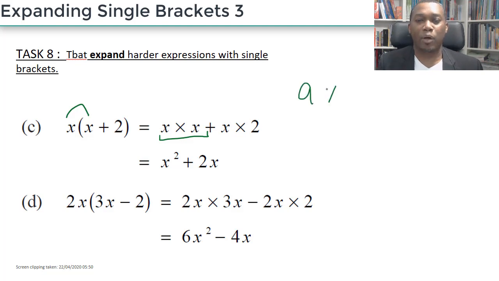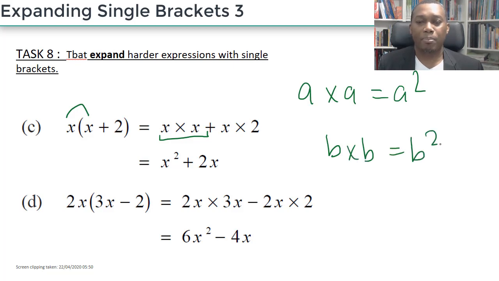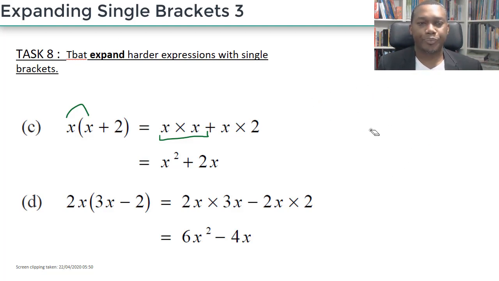If I had a multiplied by a, that would be a squared. If I had b multiplied by b, that would be b squared. That's the pattern, the model I want you to be working with. The second term, there shouldn't be an issue there. We had x multiplied by positive 2, so we get the positive 2x. The new bit we're introducing is the idea of using a power.